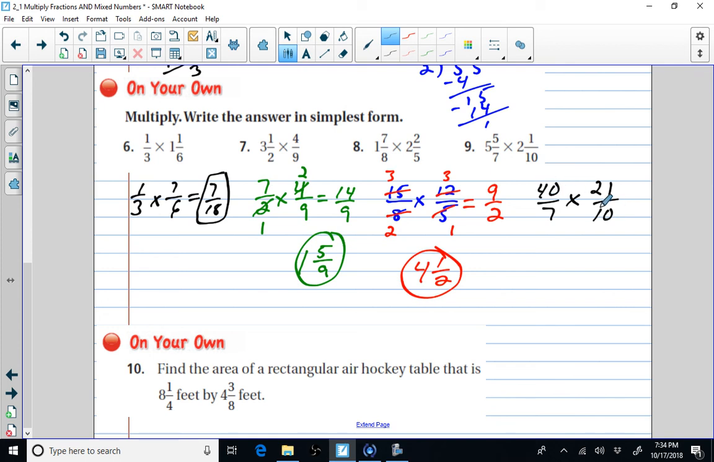40 and 10 have a common factor of 10. Right? 40 divided by 10 is 4. 10 divided by 10 is 1. 7 and 21 have a common factor of 7. 7 divided by 7 is 1. 21 divided by 7 is 3. I multiply. Numerator times numerator, 4 times 3 is 12. Denominator times denominator, 1 times 1 is 1. Right? And I get an answer of 12.